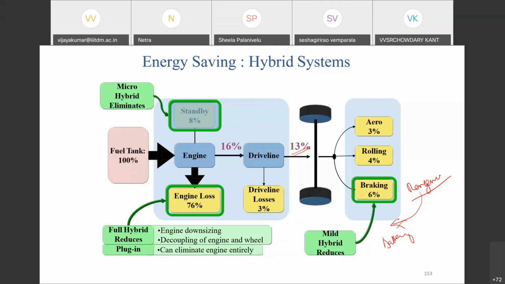At the same time, if you look at standby time, during standby, instead of having the IC engine on, you can have your electric drive. So at that time you can save this 8% also in the system. So this and all is the advantage of hybriding your vehicles.